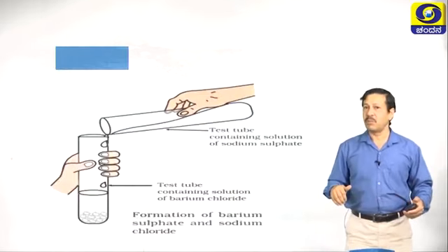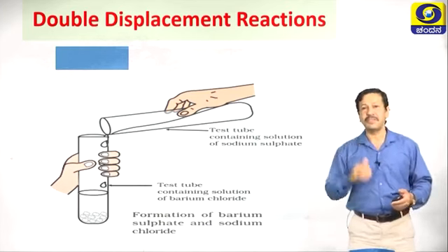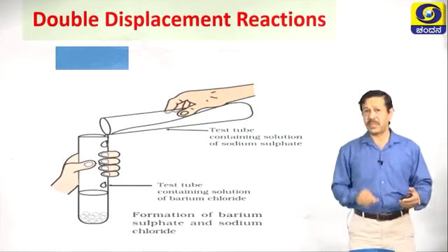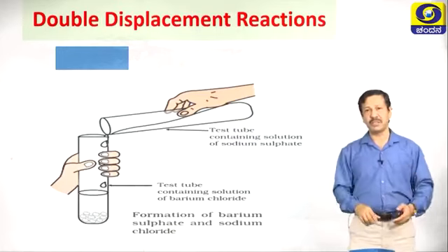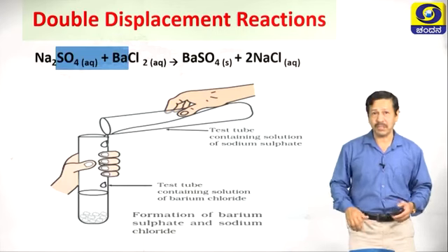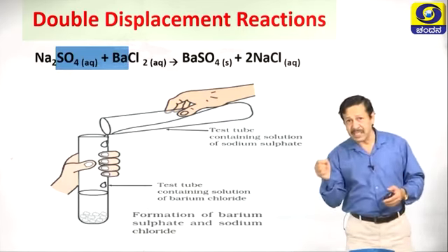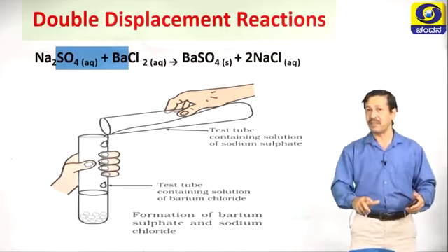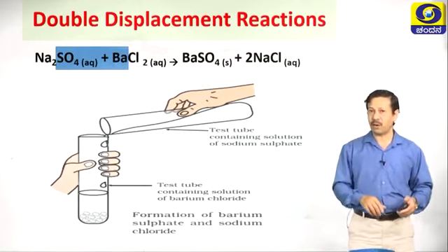Now, let us move on to the next one, that is double displacement reaction. What are you observing? The two test tubes contain two crystal clear white watery solutions, but when you mix them you are getting a magic. That is the double displacement. When Na2SO4 combines with BaCl2, both aqueous, crystal clear solutions, and you mix them together, BaSO4 plus NaCl is formed.